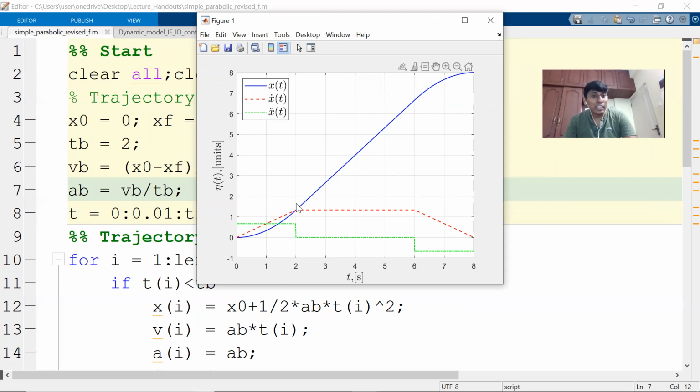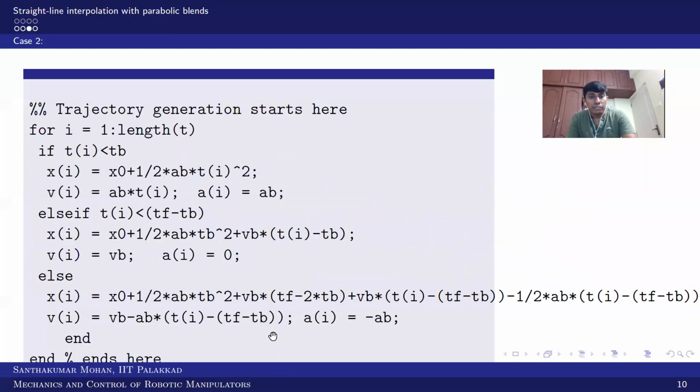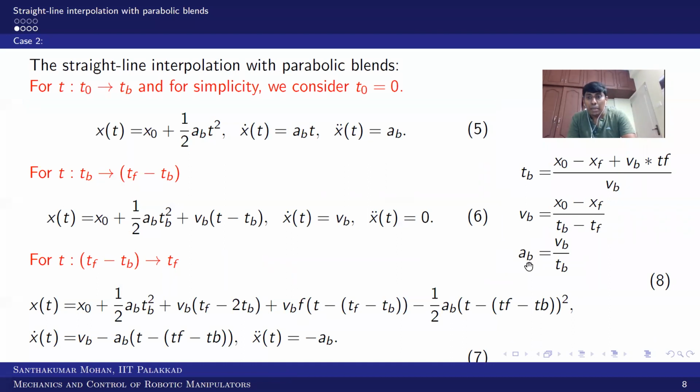But if you want to restrict the other way around, then you can do it. So you can choose AB, okay. So I'll show what you can do. You can choose AB, and then VB and TB have a relation. For example, I'm taking this as 1 unit per second squared. So then VB and TB are equal, right?